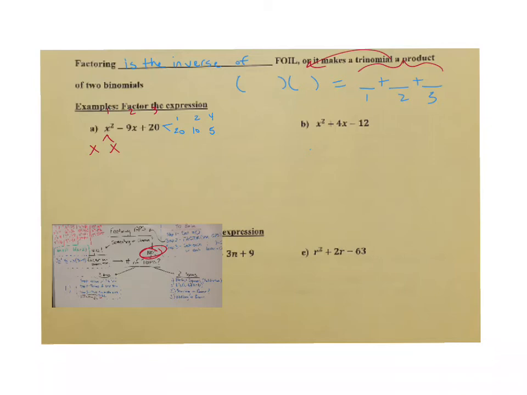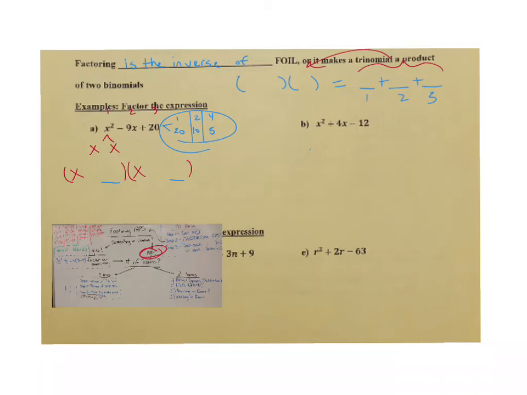All right, now I'm going to check the middle using FOIL. So basically, guys, I know that the first term is going to give me the first part of my parentheses, and I know that the last could be any of these combinations. It could be 1 and 20. It could be 2 and 10. It could be 4 and 5. They could be positive. They could be negative. Right?